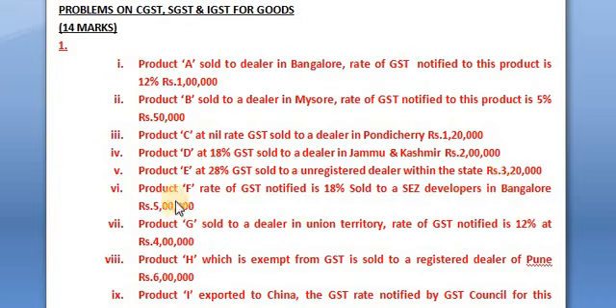And next, product F, rate of GST notified is 18%. Sold to SEZ, that is special economic zone, developers in Bangalore. See, anything which is sold to SEZ is exempted from the payment of tax.